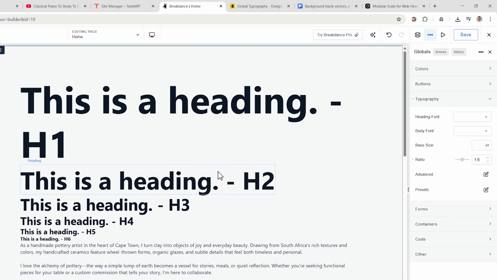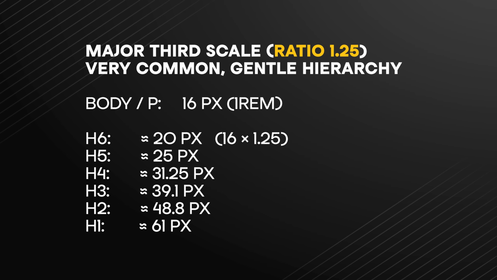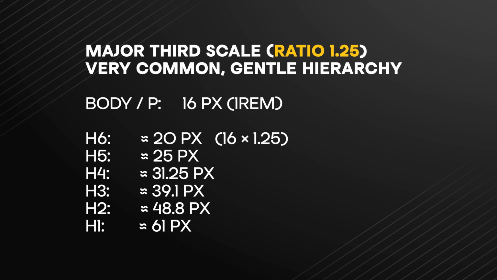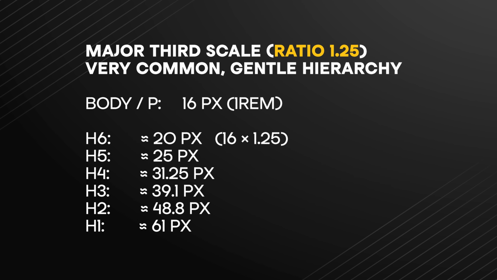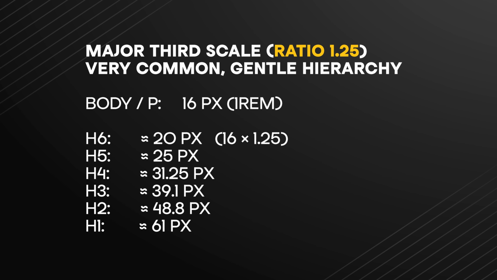I did mention to you that developers actually like to use two ratios. The first one is 1.25. These ratios are inspired by musical intervals and classical typography. Can you believe it, right? So 1.25 is called the major third.